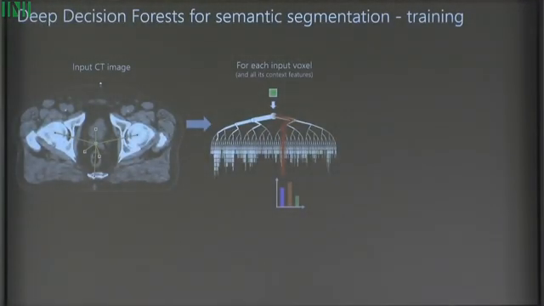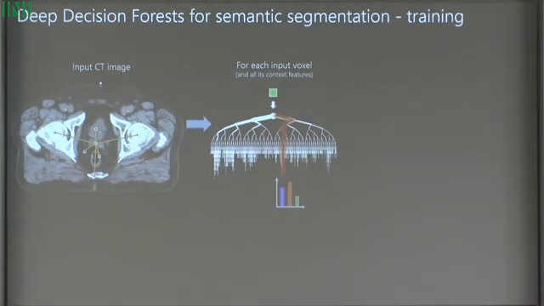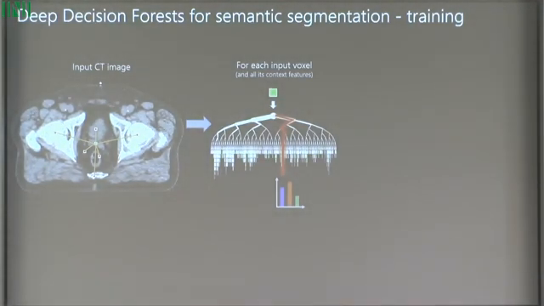So here we have an input CT image, and each voxel in this image, as you saw earlier, traverses a path in the forest, giving us a probability map. So for example, that probability map describes the probability of the voxel being either a bladder or prostate, and so on and so forth. And from a technical standpoint, what we need to do is to make sure that these forests generalize well from a small number of training examples.